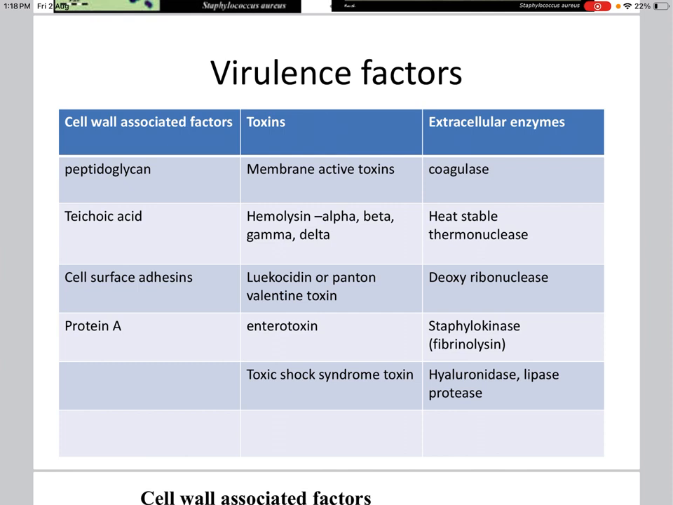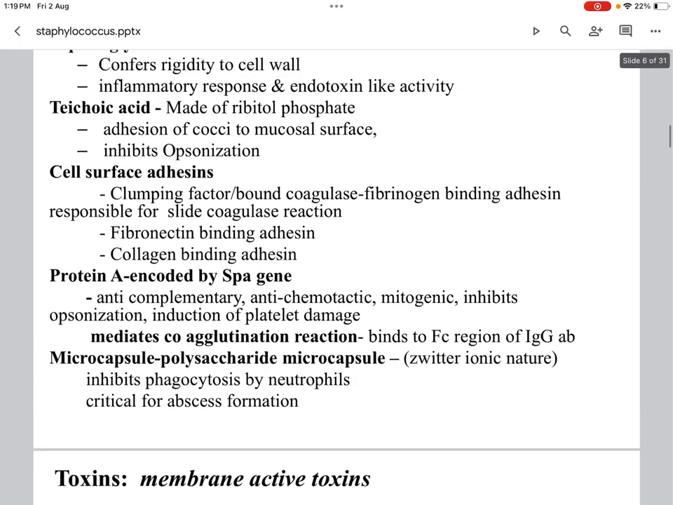In the last class we were discussing the morphology and the cultural characters of staphylococcus. Today's session we will be discussing the topic that is more prevalent in the case of staphylococcus, that is virulence factors. The ability of the organism to cause infection inside the tissues is known as virulence. In the case of Staphylococcus aureus, it has three virulence factors: cell wall associated factors, toxins, extracellular enzymes, etc. The first one is cell wall associated factors.